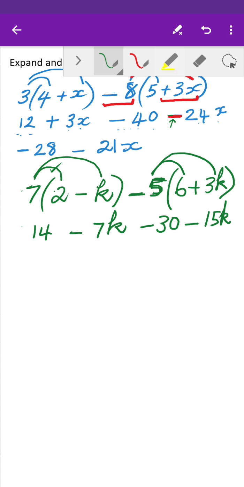And now we add like terms, and 14 take away 30. Well, 30 take away 14 is 16, but 14 take away 30 is negative 16. And we've now got a negative 7k and a negative 15k. Altogether that makes negative 22k. So if you have a negative 7 and another negative 15, altogether negative 22k. So remember, we're subtracting. A negative and a negative make a negative when you add them, not when you multiply.